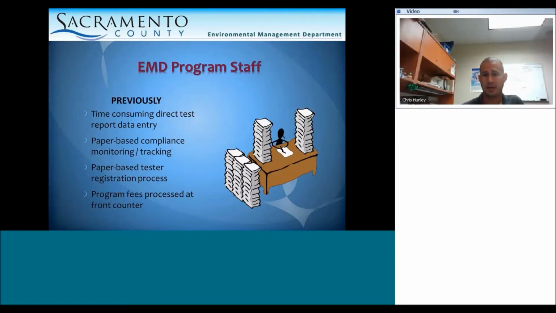Testers would previously come in, request an application, fill it out with a pen or pencil, give us copies of their certification documents, and then they would go over to our cashiering staff to pay for their fees. The turnaround time based on workload could be within 72 hours. Those program fees, tester registrations, as well as our annual backflow assembly testing permit tag, were handled through our cashiering staff.